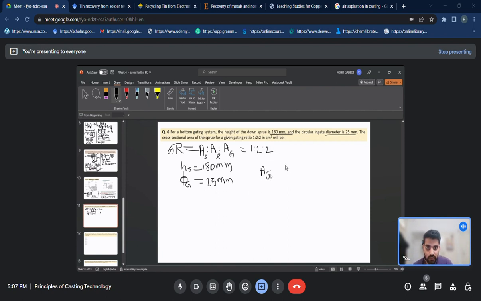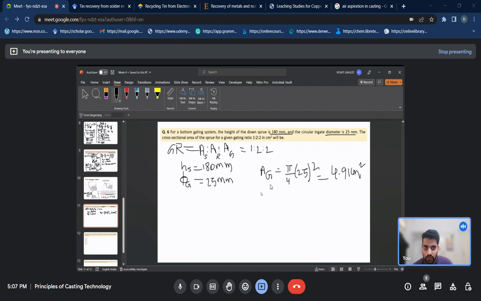So the area of the gate will be pi by 4 into d square, which is 25 square. Calculating it, you will get 4.91 centimeter square. It's the area of the gate.